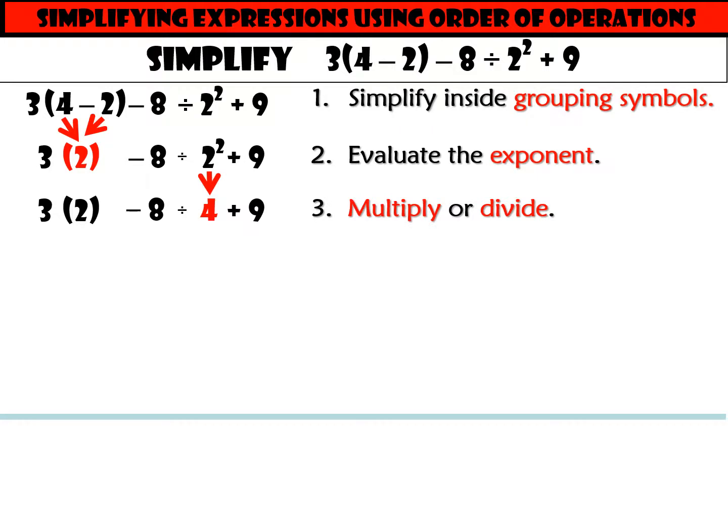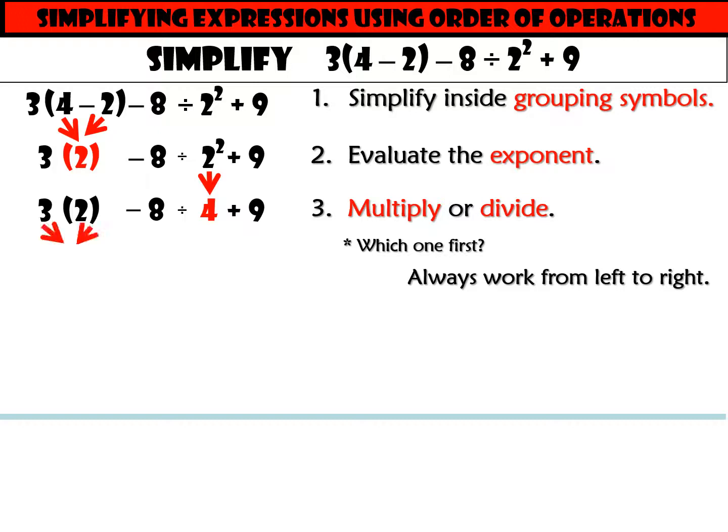Now at this step, we're either going to multiply or divide. So we've got a multiplication going on there, and we've got a division problem going on there. So which one are we going to look at first? We always work from left to right. So since 3 times 2 is the first thing we find, moving left to right, let's do that one first. That's 6, and we're going to let everything else drop.